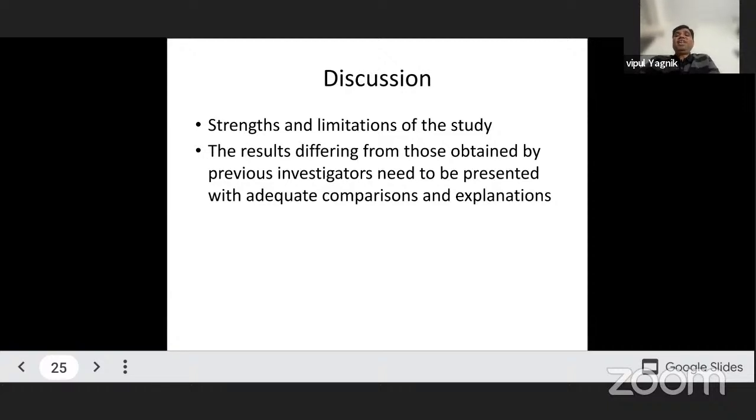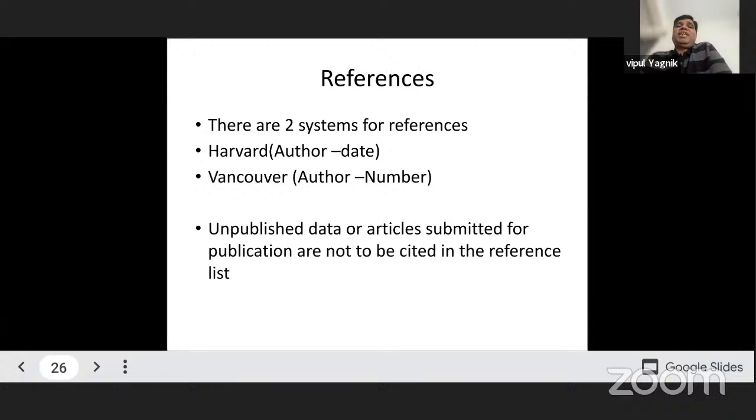Results differing from those obtained by previous investigators need to be presented with adequate comparison and explanation. If you are presenting a new finding different from whatever has been standardized in the medical literature, then you have to provide an adequate comparison and explain why your study differs, why your judgment differs from the previous author. The next is references.